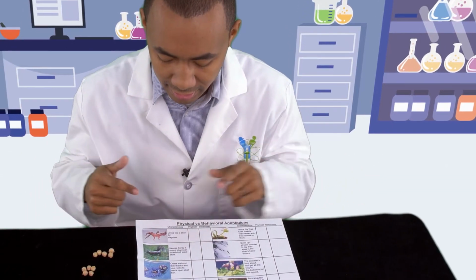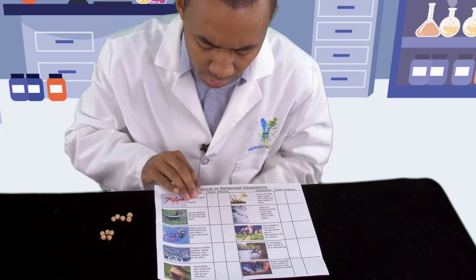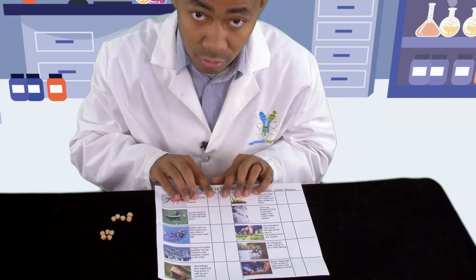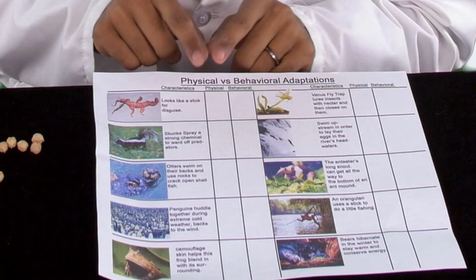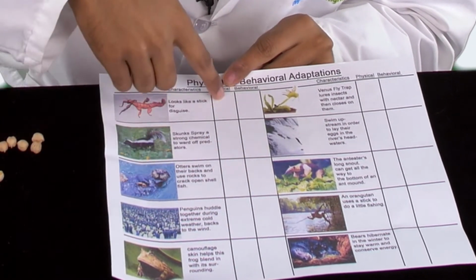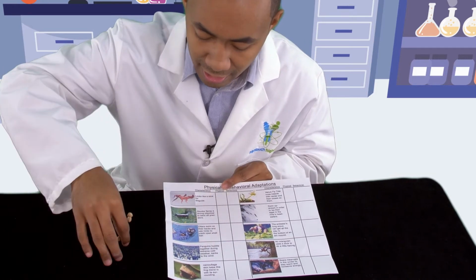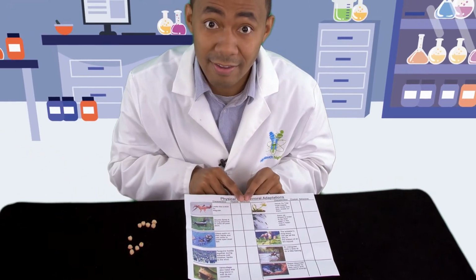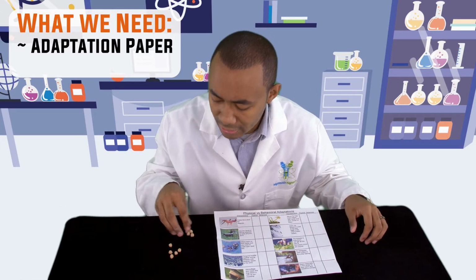So let's take a look at this. The way that this works is you see that there's a whole bunch of pictures, some writing next to it, and then there are two boxes to the right of the picture. Same thing over here: picture, writing, two boxes. One of them on the very top says physical. So anything that you think is a physical adaptation, we're gonna put one of these seeds into this little tiny section. And then anything that you think is a behavioral adaptation, we put in the other one. So we need this piece of paper and we also need these seeds.